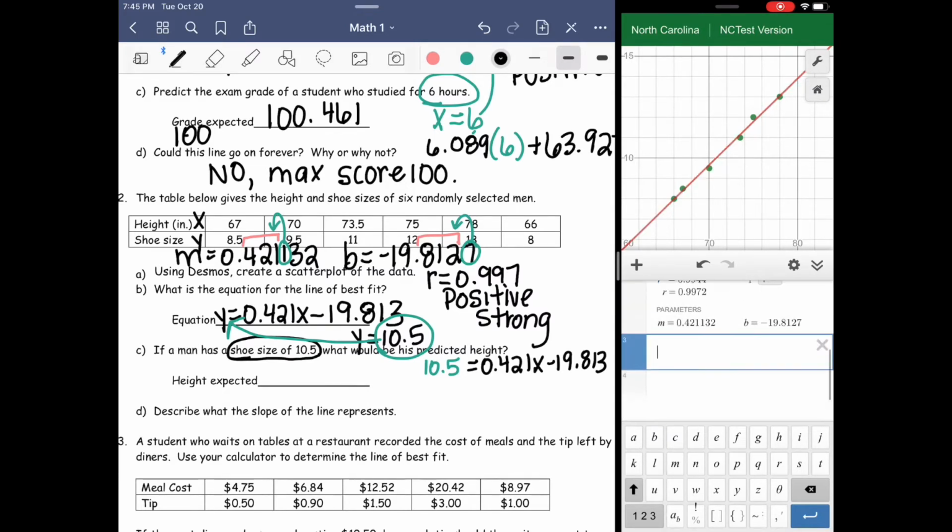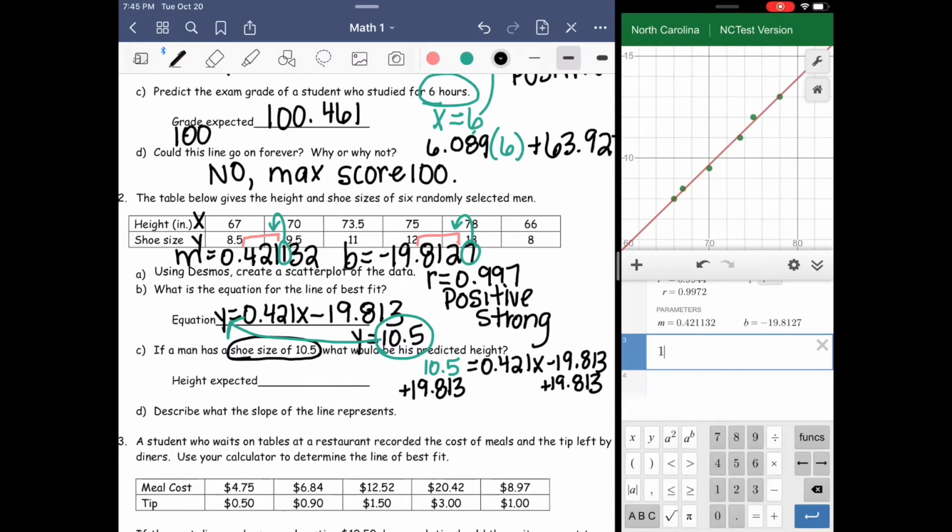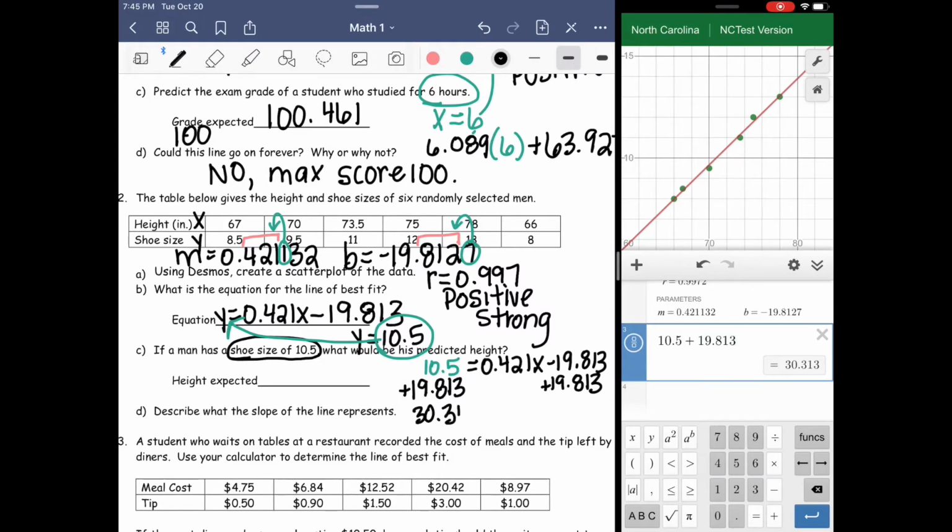Now, what do I do with this one? This one's not as simple. I'm going to need to solve this equation. So as I'm solving this equation, I'm going to do it just like I would any other problem. I just need to be very careful because I have lots of decimals. So I'm going to do 10.5 plus 19.813. That gives me 30.313.